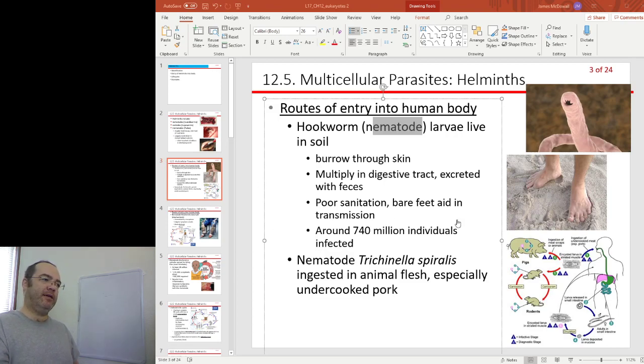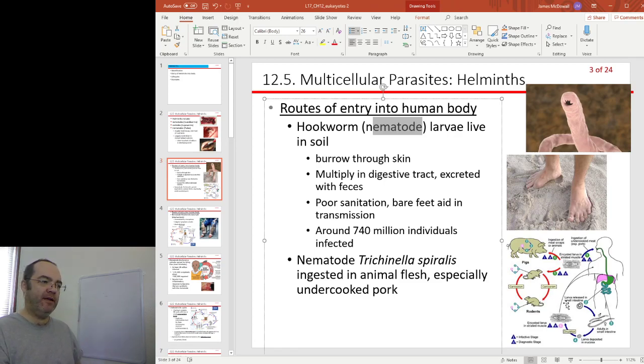Once in the lungs, the worms will be coughed up, and they will then be swallowed, and then they'll make their way into the intestines. They'll mature into the adult stages. There are male and female worms. They will get together. They will have sexual reproduction, and the female will lay lots and lots of eggs. And then the eggs will be expelled in the feces.